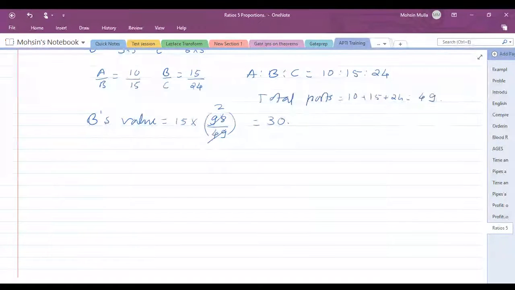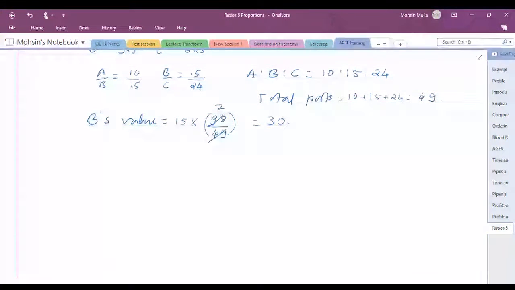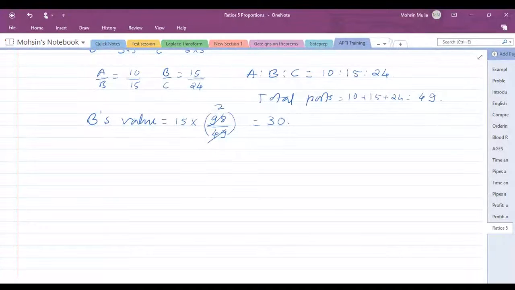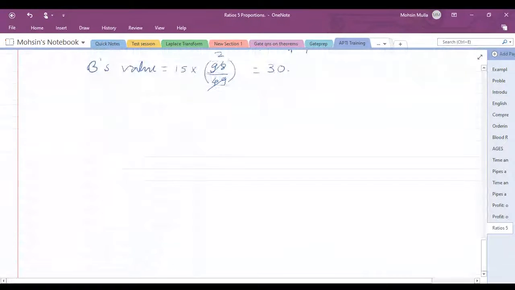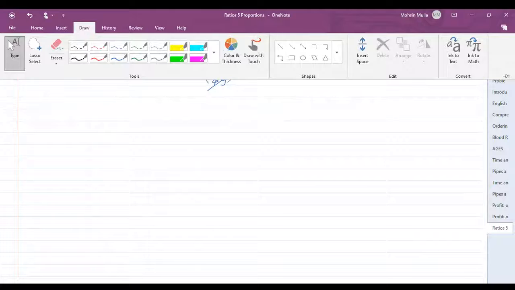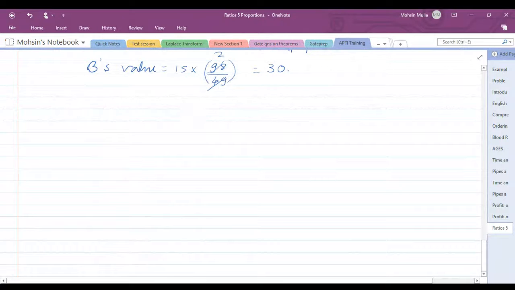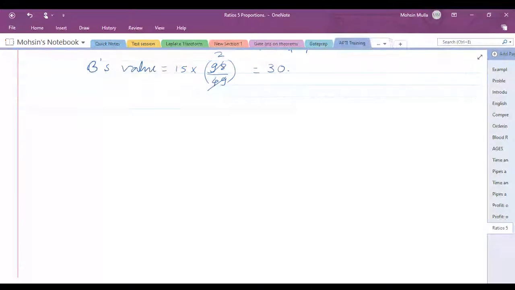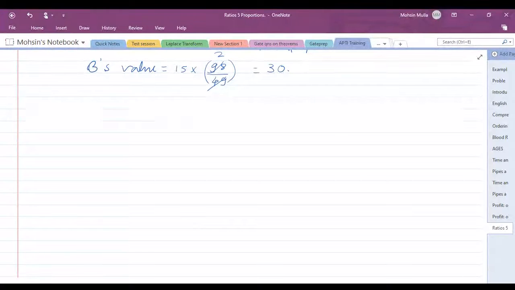I'll give you another example. Just try this if you are able to get the answer. It is a very simple example, like you have already done earlier. Otherwise, I will do another one, because the three-number ratios we have already done. So take this one.